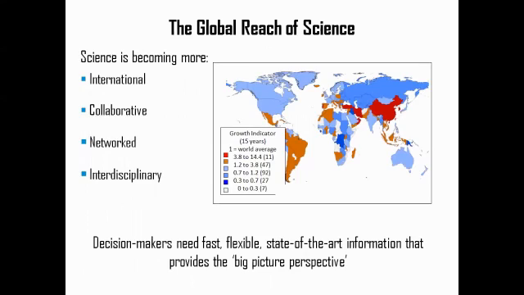And global research in science can be analyzed in different ways: international, collaborative, network, and interdisciplinary. All these analyses are possible using scientometric analysis.